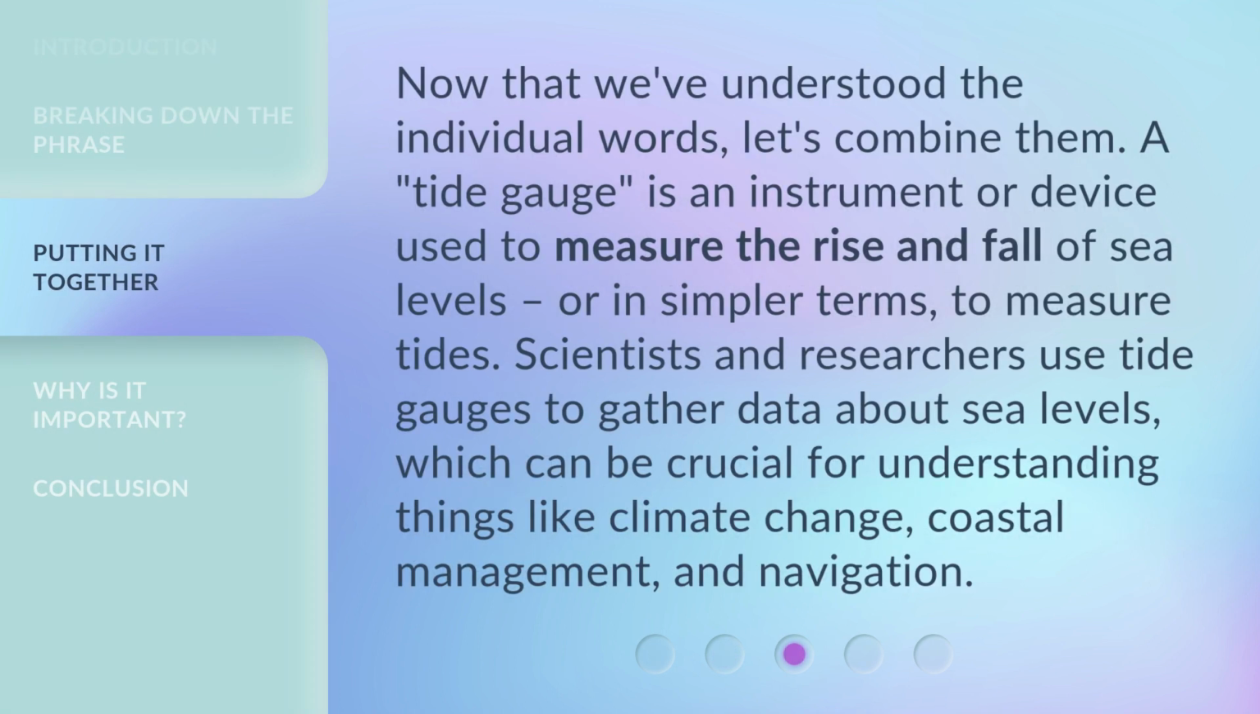Now that we've understood the individual words, let's combine them. A tide gauge is an instrument or device used to measure the rise and fall of sea levels, or in simpler terms, to measure tides. Scientists and researchers use tide gauges to gather data about sea levels, which can be crucial for understanding things like climate change, coastal management, and navigation.